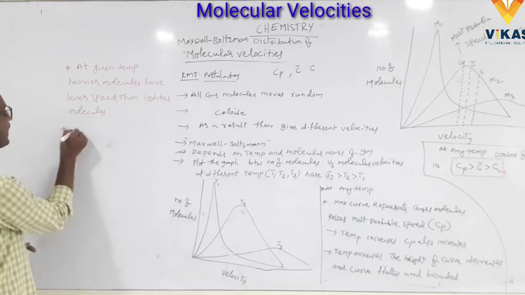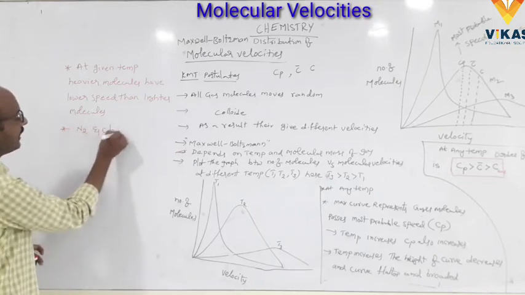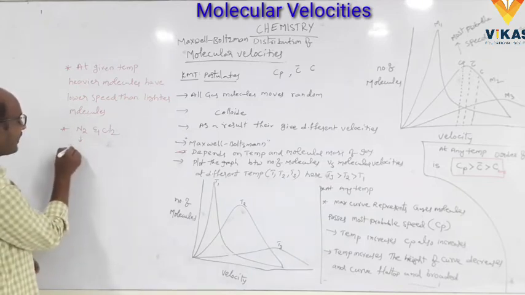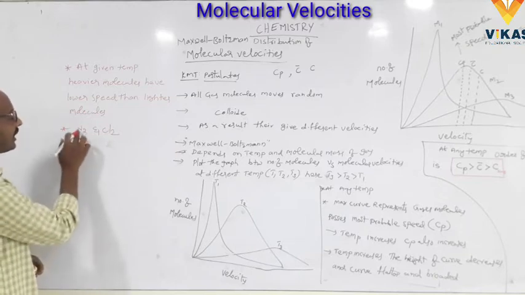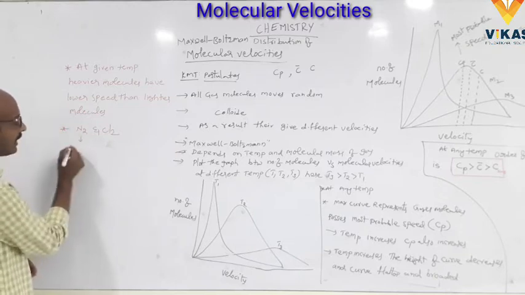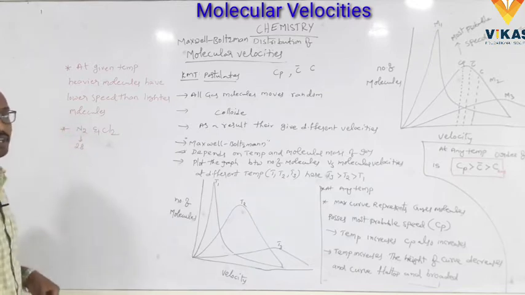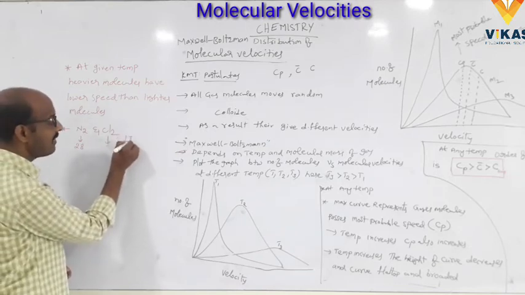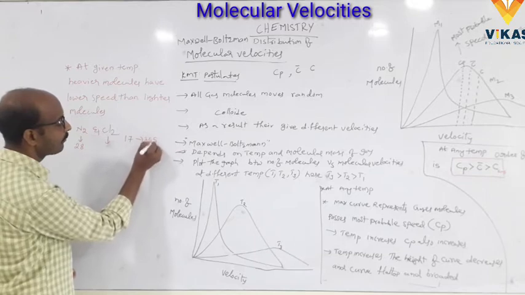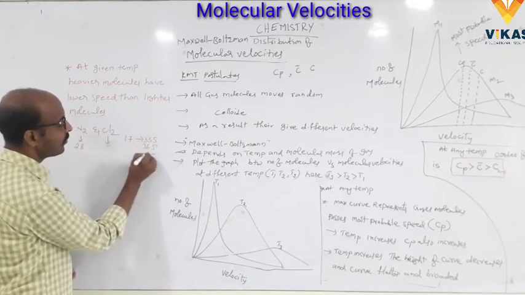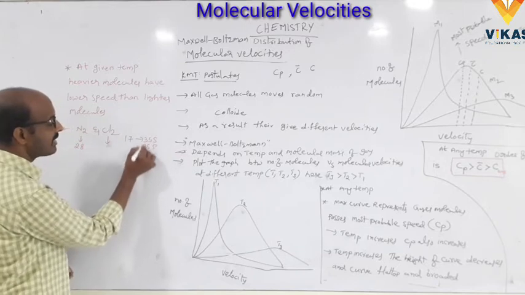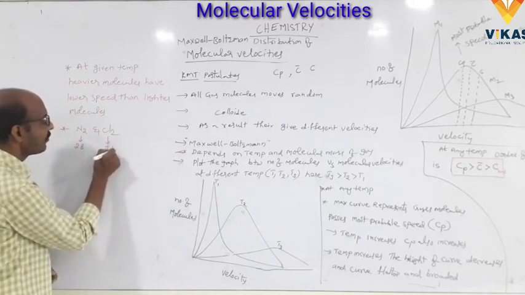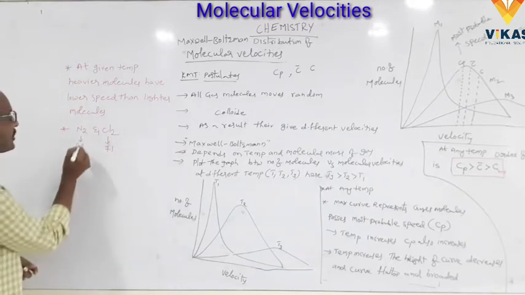For example, we take N2 and Cl2. We take N2 gas and Cl2 gas. Here for N2, the atomic number is 7, and atomic weight is 14. And here 2 nitrogens are there, 14 plus 14 is 28. It is the molecular mass of nitrogen N2, 28. Here Cl2, one chlorine has atomic number 17 and atomic weight 35.5. 35.5 plus 35.5 is 71. Here the chlorine molecular weight is 71.